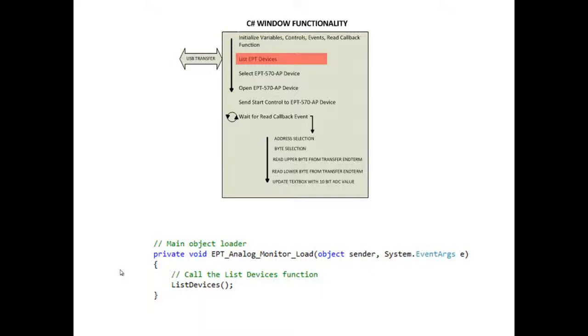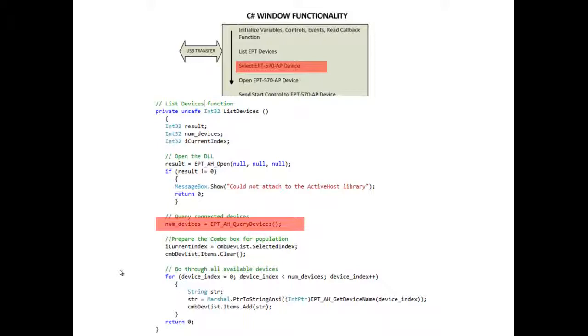And this is the function that gets loaded up when analog monitor gets called. So this function is called automatically upon the completion of Windows form. So there's no need to do anything to call it. Once this function gets called, it in turn calls list devices. The list devices function calls the EPT open function to load up the active host DLL.